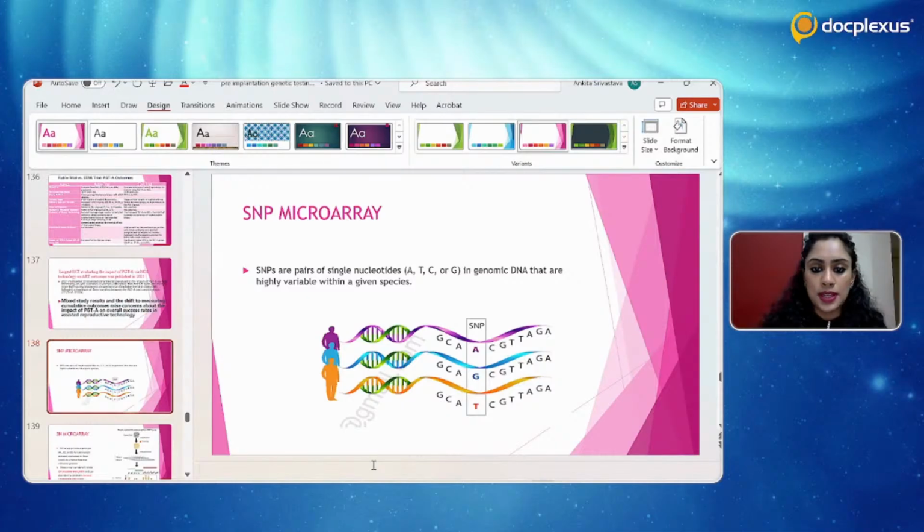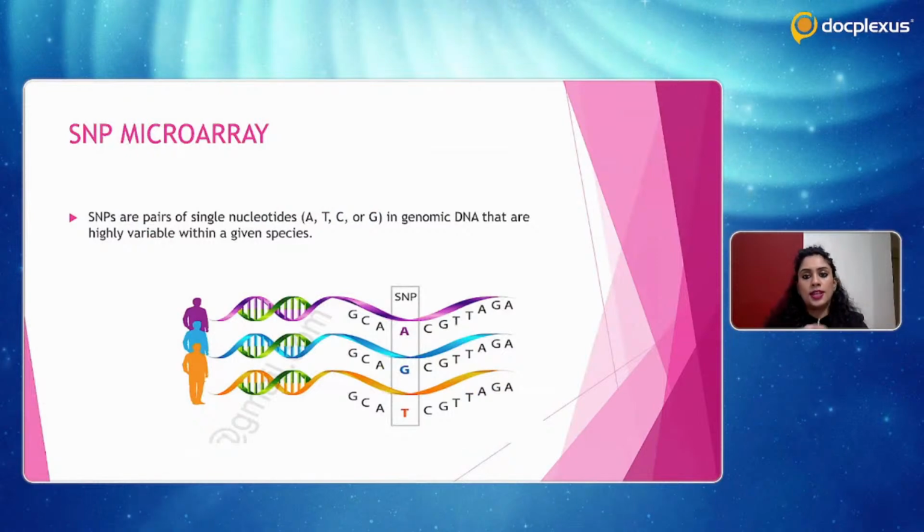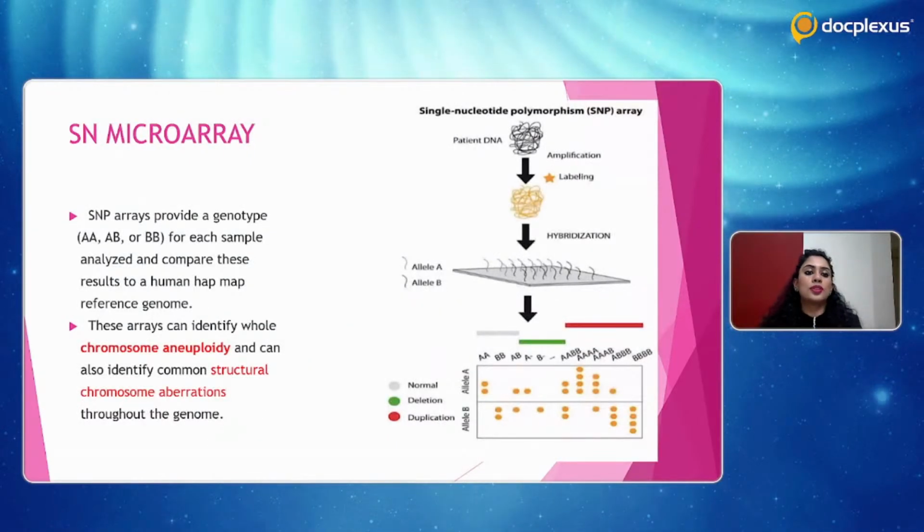Now the SNP microarray. These are the pairs of single nucleotides in the genomic DNA that are highly variable within a specific species. In the species, these single nucleotides in genomic DNA are highly variable, A, T, G, and C. Now, the microarrays provide a genotype, which is the AA or AB or BB for each sample analyzed, and compare these results to a human map reference gene.